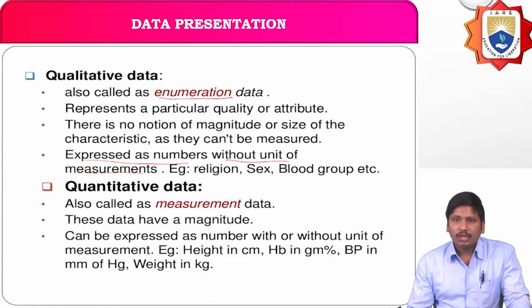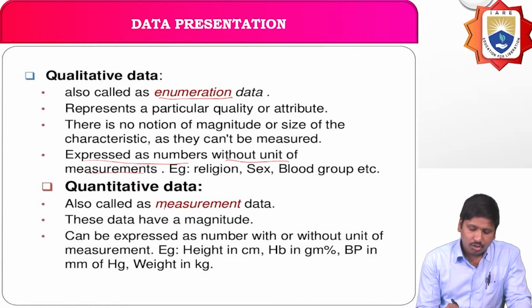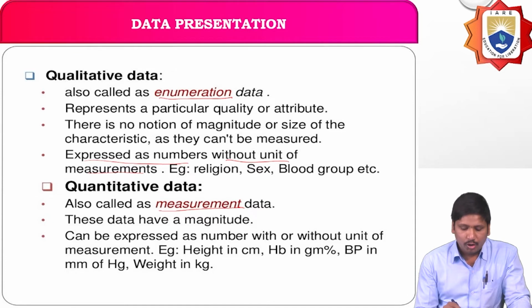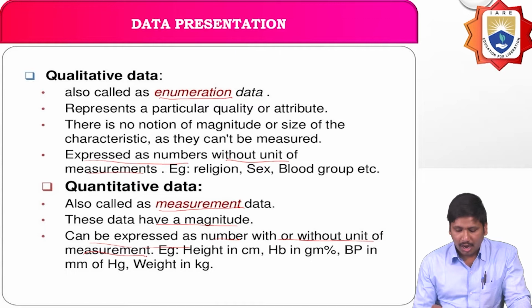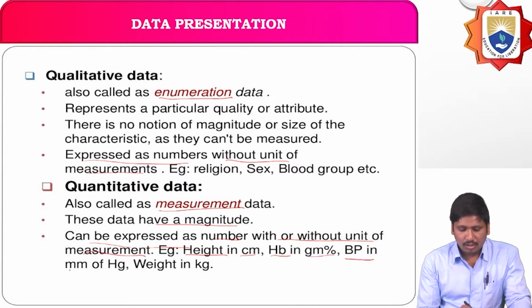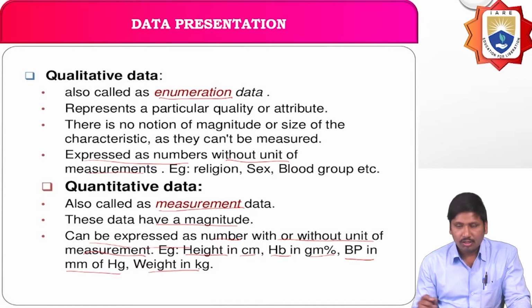When it comes to quantitative data, it is also called measurement data. Here we maintain the magnitude, and quantitative data can be expressed as a number with a unit of measurement. For example, height should be in centimeters, hemoglobin in g%, BP in mm Hg, and weight in kg. All of these are considered quantitative data.